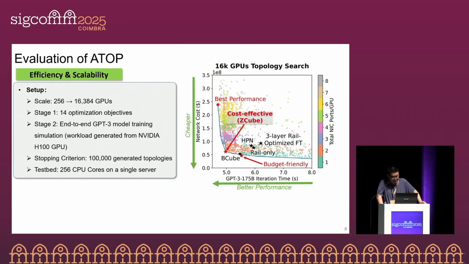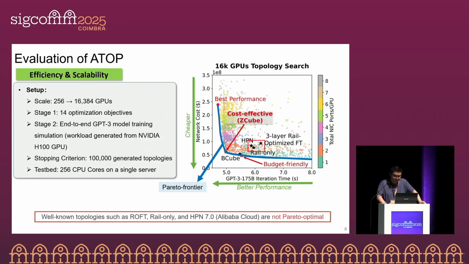And each point in this figure represents a topology. We identify the Pareto frontier between performance and cost. And the topologies on this frontier are called Pareto-optimal topologies. We also discovered that well-known designs such as Rail-Optimized Fat-tree, Rail-Only, and HPN from Alibaba Cloud are not Pareto-optimal.